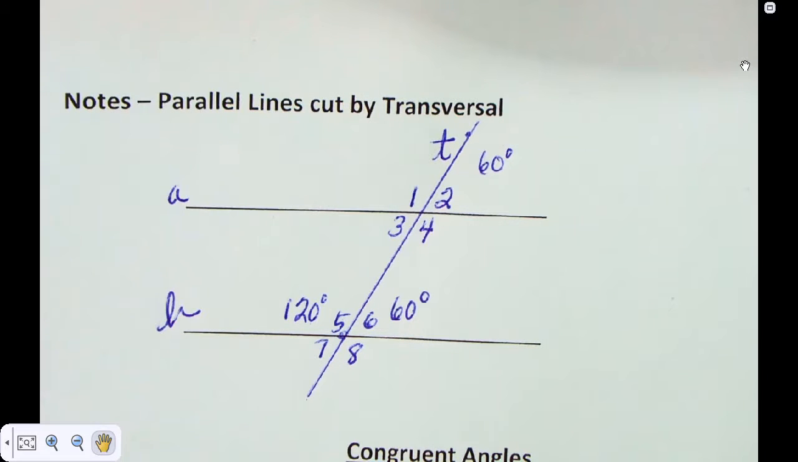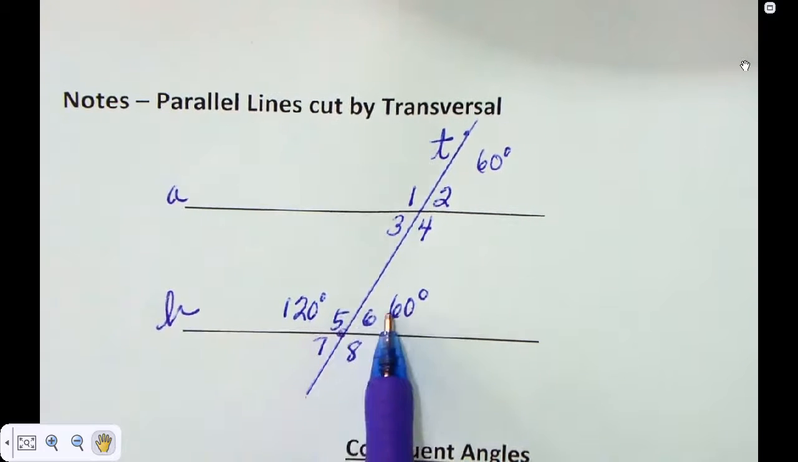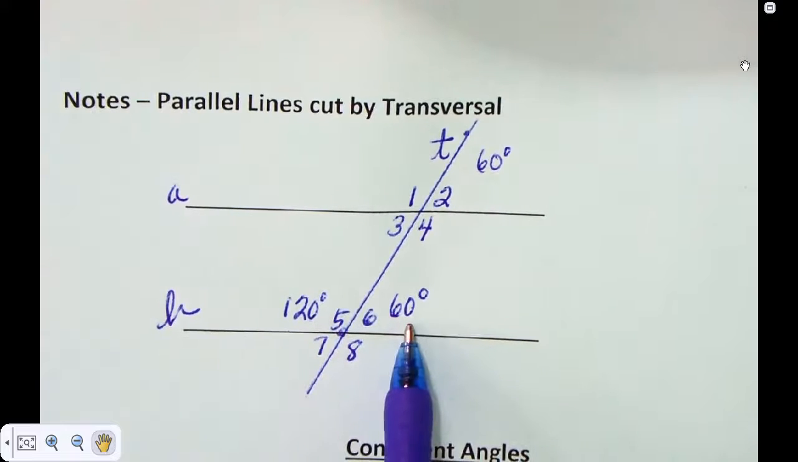180 minus 60 is 120. Why does it have to be 180? Angles 5 and 6, why do they have to be 180 degrees? They're on a straight line.